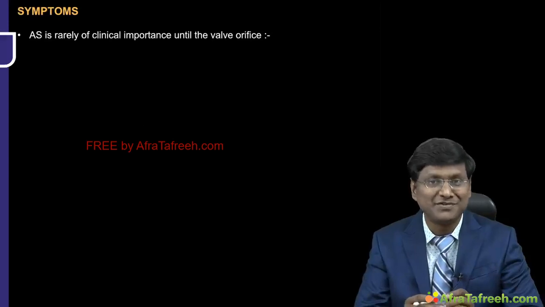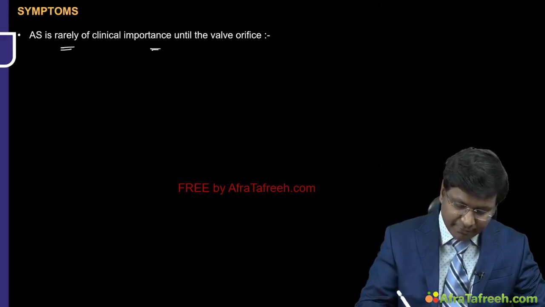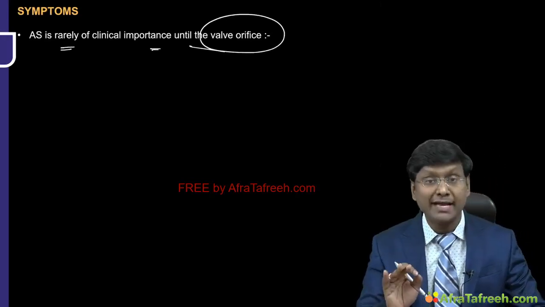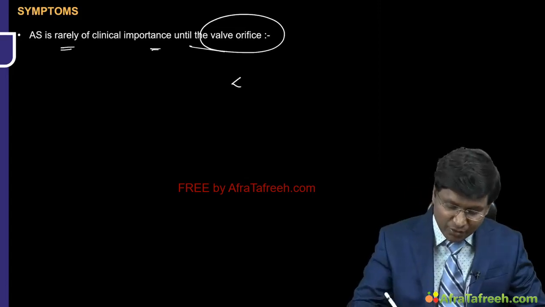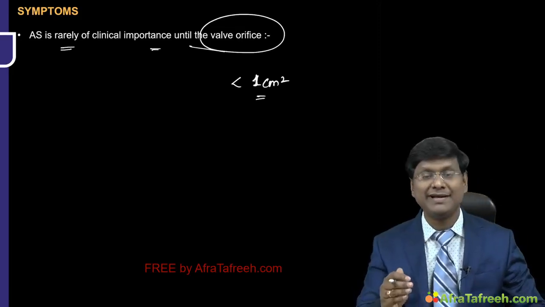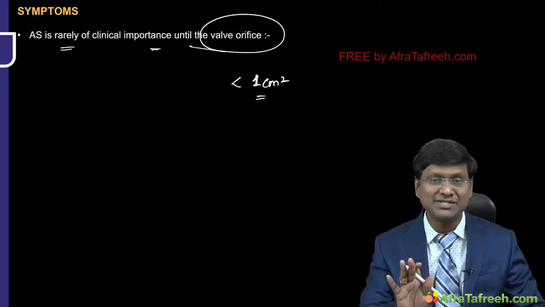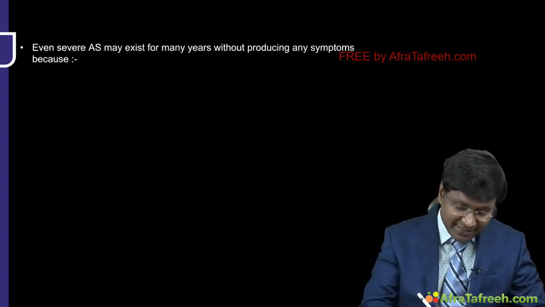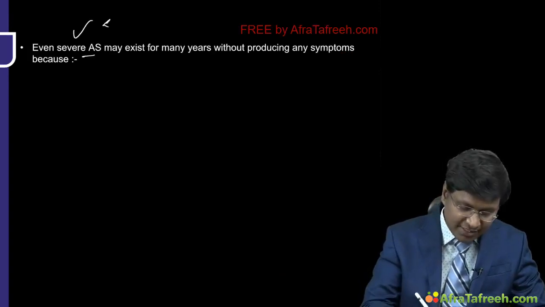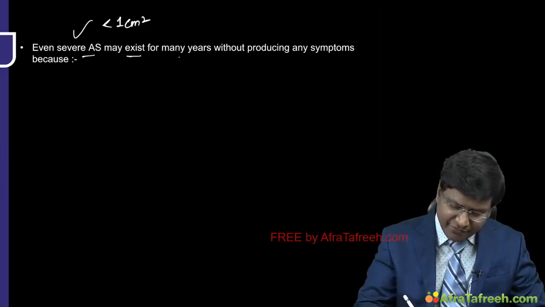If you see the symptoms of aortic stenosis, it is rarely of clinical importance until the valve orifice area is narrowed to less than 1 centimeter square, right? Until the valve area has been narrowed to less than 1 centimeter square, the individual will not be much symptomatic. Even severe aortic stenosis may exist for many years without producing any symptoms.